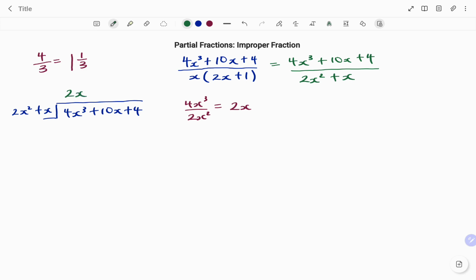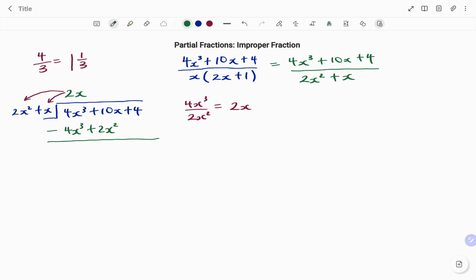The next step is to multiply out. The factor at the top is going to multiply my 2x squared plus x, that's the number I'm using to divide, such that I have 2x times 2x squared, that's 4x cubed. Then I have 2x times x, that's plus 2x squared. And then if I subtract what I have, that's the next step. I have 4x cubed minus 4x cubed, that's 0.